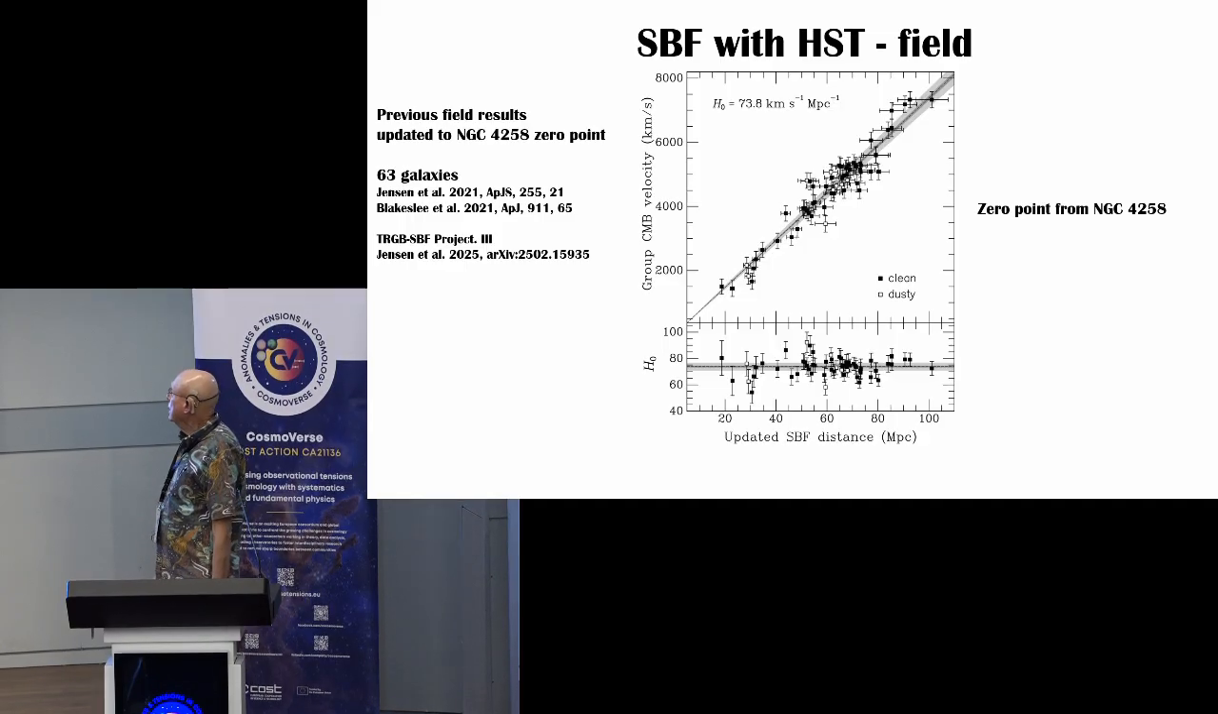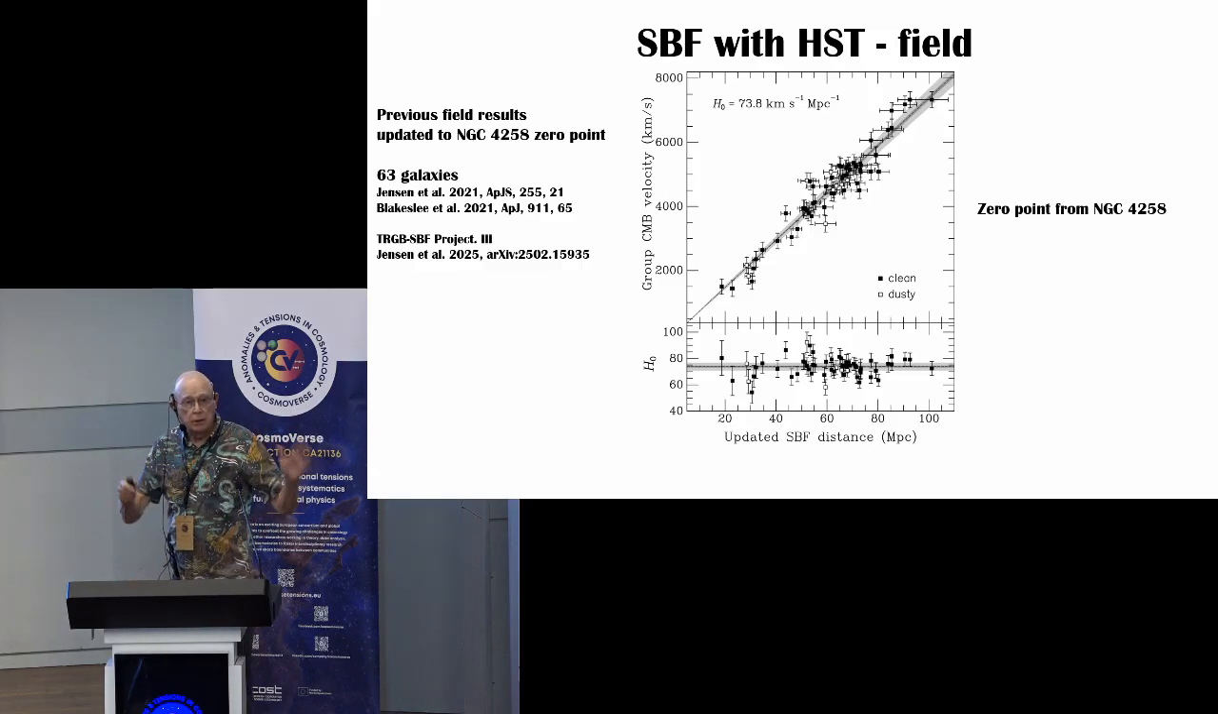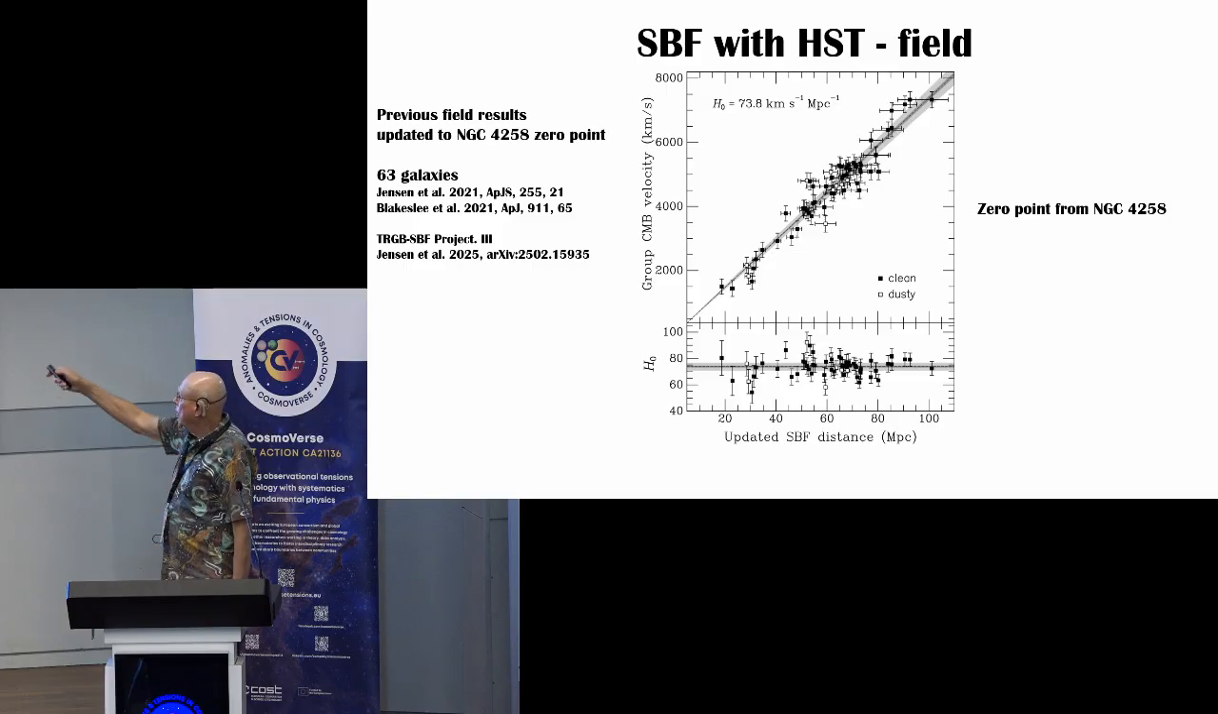And here then is a recalibration of work that was done earlier with Hubble Space Telescope surface brightness fluctuations, but now using the NGC 4258 calibration. And you can see here that what we're finding, and this is preliminary, is a Hubble constant of about 74.